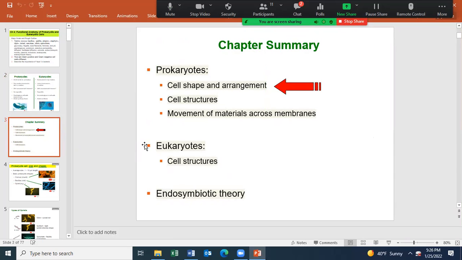All right, so we're going to talk about prokaryotes first: cell shape and arrangement, the cell structures you can find in prokaryotes, the movement of materials across the cell membrane, and then lastly, we'll talk about eukaryotes. I'll go through this very briefly because you should have had this in the introductory class. We'll talk about cell structures of eukaryotes, and then we'll end by talking about the endosymbiotic theory.